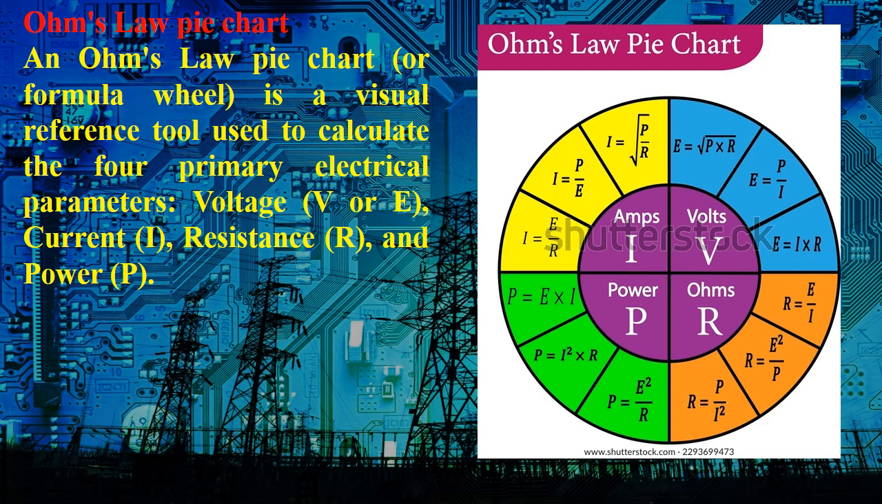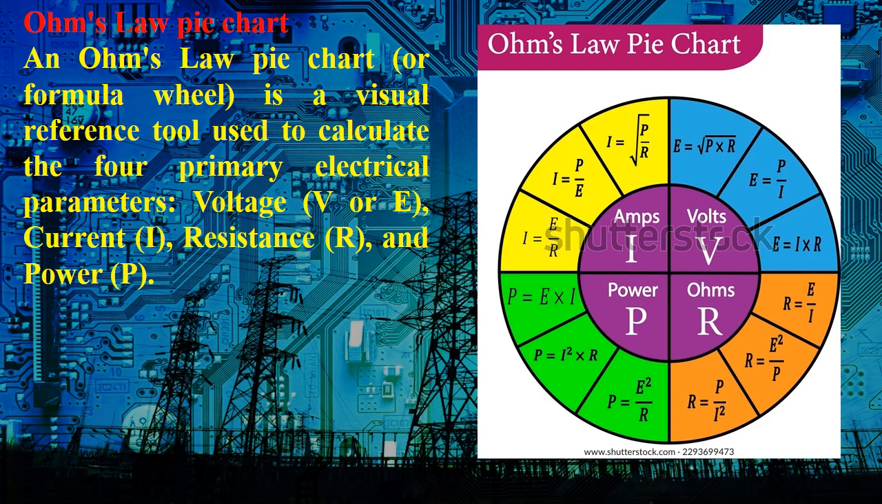Voltage is equal to the root of power times resistance. Voltage is also equal to power over current. Voltage is also equal to current times resistance. Resistance is also equal to, not energy, voltage over current. Resistance is also equal to voltage squared divided by power. Resistance is also equal to power divided by current squared.